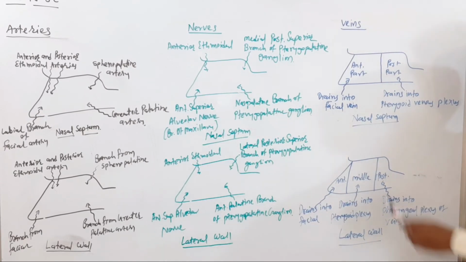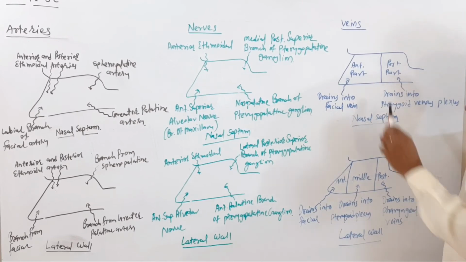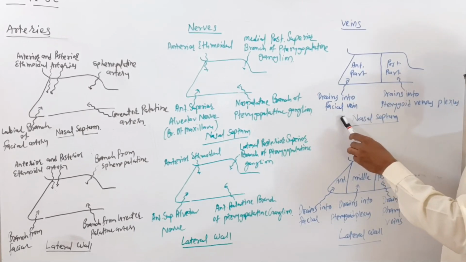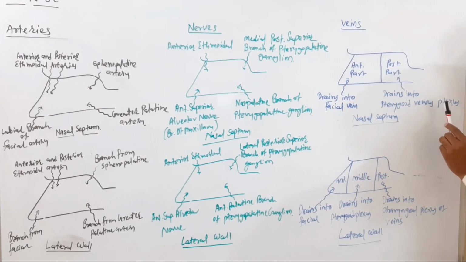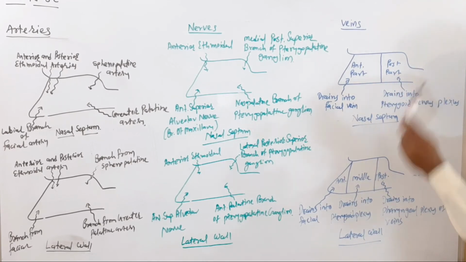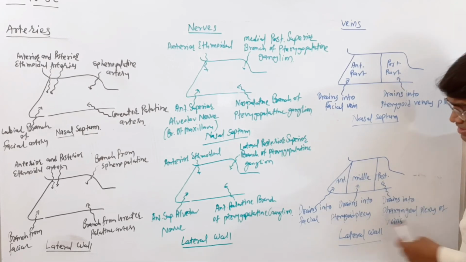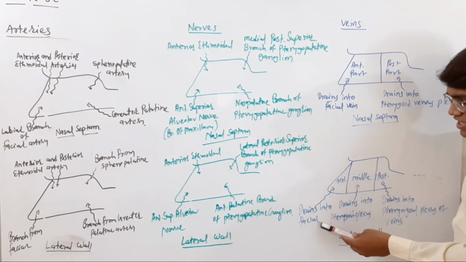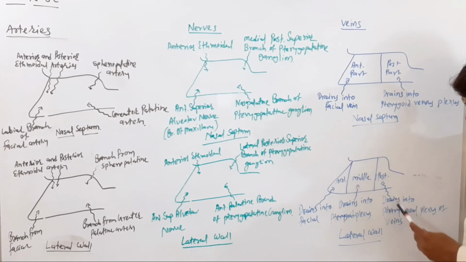The nasal septum is divided into two parts, the anterior part and the posterior part. Its anterior part is drained by the facial vein, and its posterior part drains into the pterygoid venous plexus. Whereas the lateral wall is drained by three veins or venous plexuses: the anterior part by the facial vein, the middle part by the pterygoid venous plexus, and the posterior part by the pharyngeal plexus of veins.